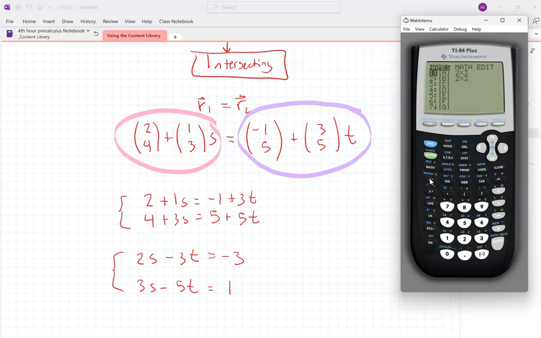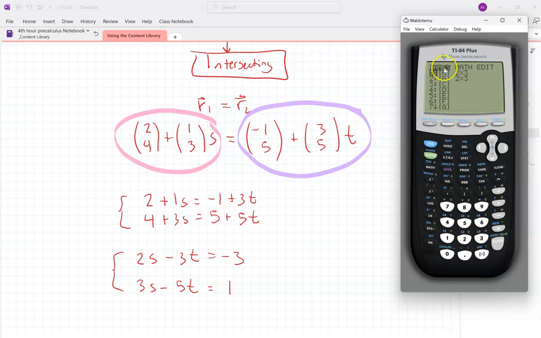I'll pause for a minute if you're like, ooh, I need to get mine out. If you're like, oh, I remember doing this before, I'm good, fantastic. If you don't and you want to follow along, cool. All right, so I press second and the X to the -1 button right now. That's all I've done so far.